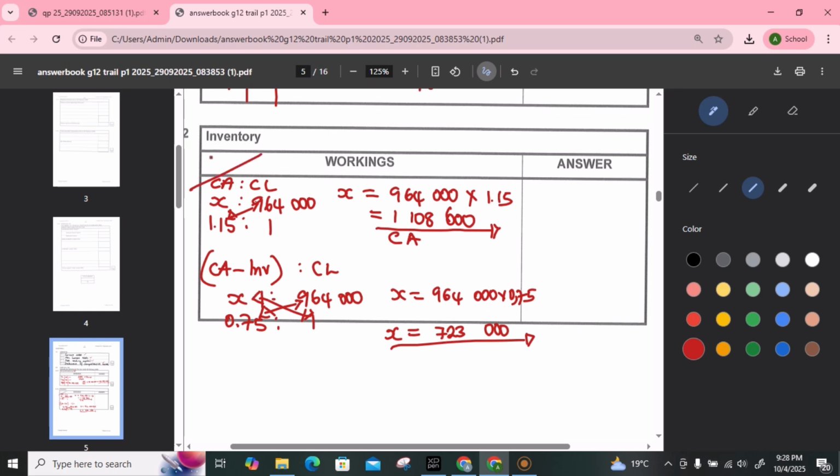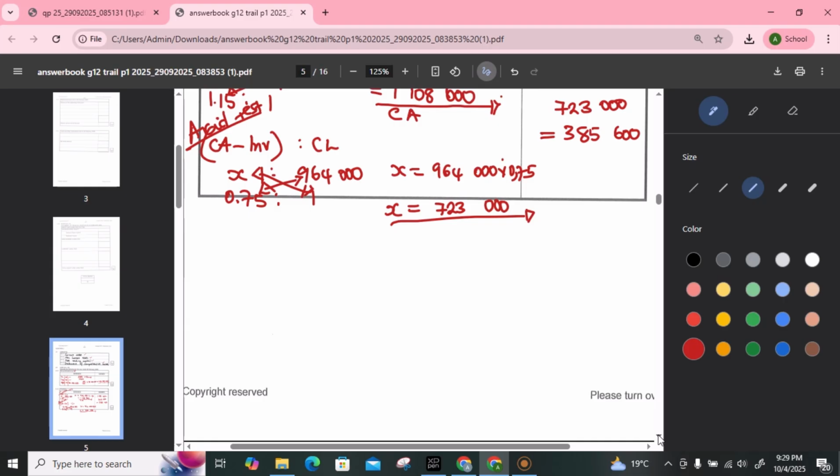So this ratio here is your current ratio, and the second one is our asset test ratio. Now we know that the difference between this and this amount represents inventory. So therefore 1,108,600 minus 723,000 should give us the amount for inventory, and that amount is going to be 385,600.